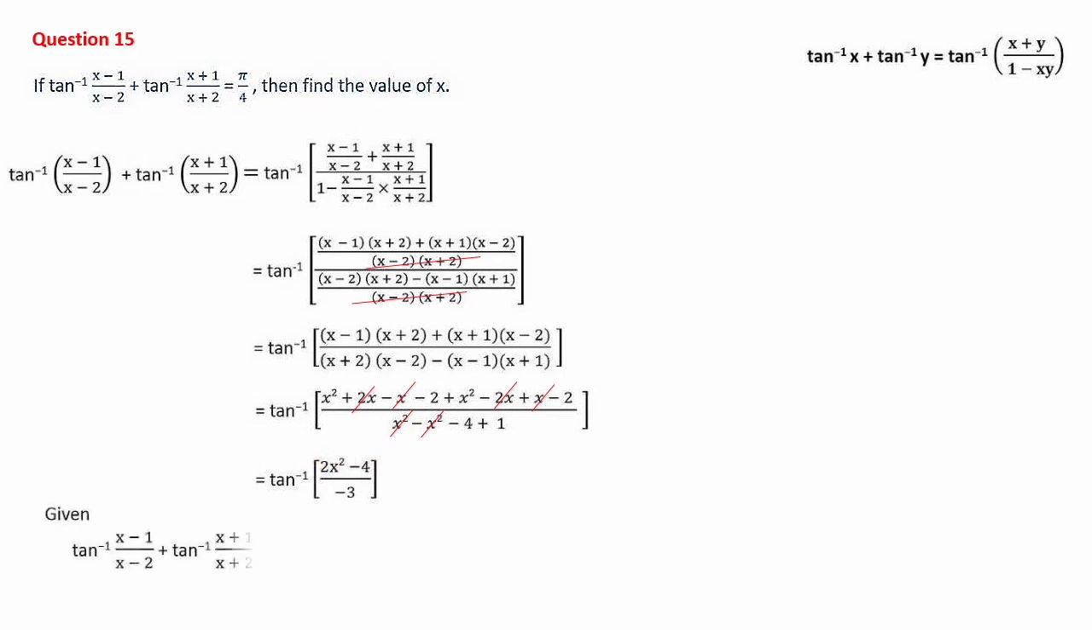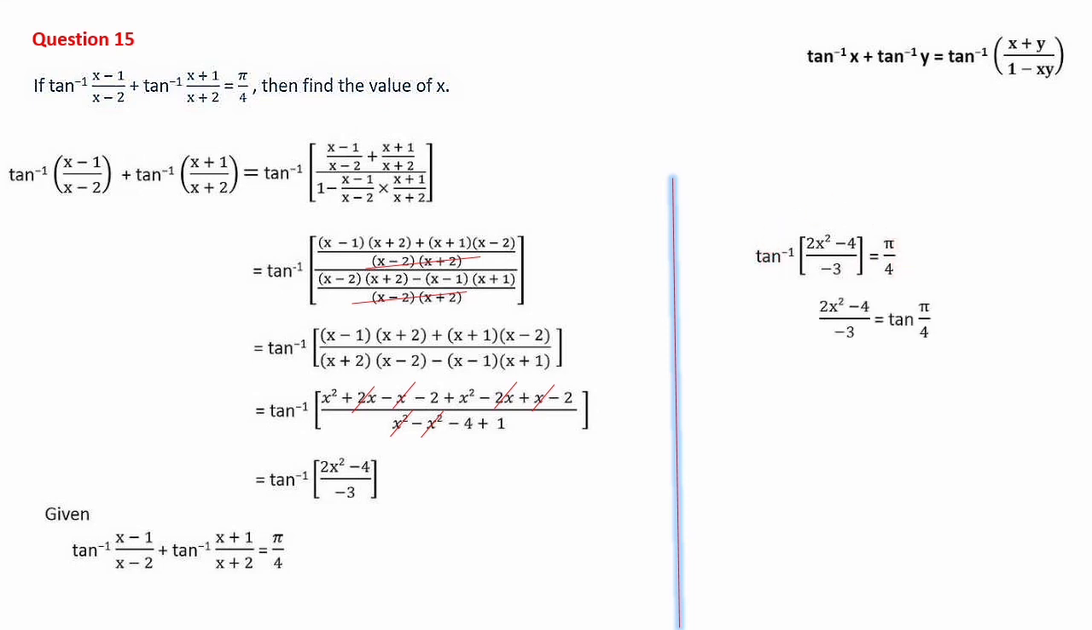Then we can take the entire statement, tan inverse of x minus 1 by x minus 2 plus tan inverse of x plus 1 by x plus 2 is equal to pi by 4. And let's substitute the left side value, that is tan inverse of 2x square minus 4 by minus 3. This left side term comes as what we have written, equal to the right side, pi by 4. And here, to take this tan inverse to the right side, 2x square minus 4 by minus 3 is tan pi by 4. Tan inverse, when it moves to the right side, comes as tan pi by 4. And we know the tan pi by 4 value, that is 1.